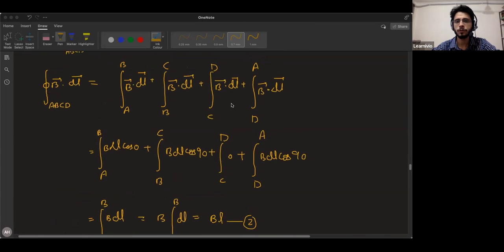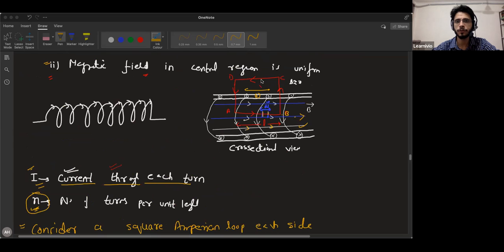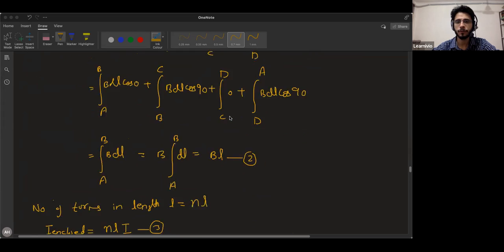C to D, because this is outside the solenoid. This point is outside the solenoid. And outside the solenoid, the magnetic field is here.